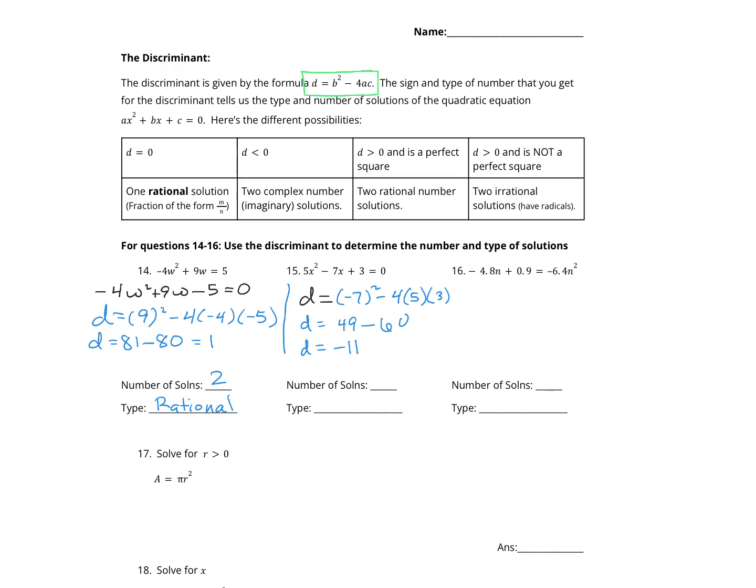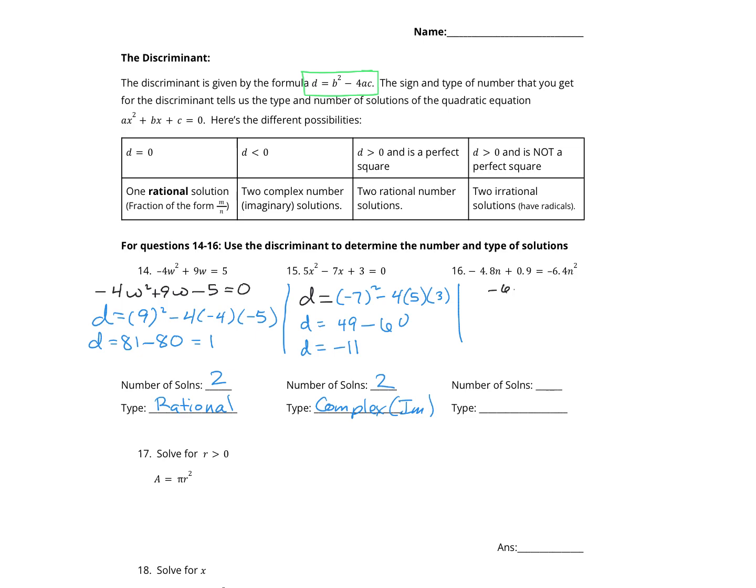That number falls into the second part of our table. It's a negative number. Now again, keep in mind, negative 11 is not our solution. We're looking at just using a litmus test to find out what kind of numbers we get. So we're going to get two solutions, and they're going to be complex or imaginary, if you will, because we have a negative discriminant.